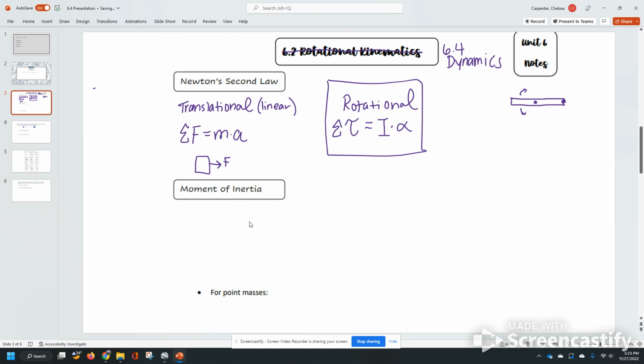Moment of inertia is our capital letter I. The unit is a kilogram times a meter squared. And the moment of inertia is all about how easy or hard it is to get something to rotate.